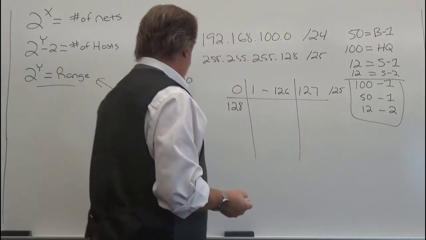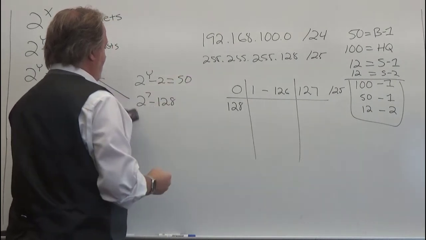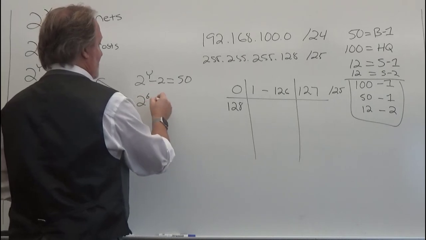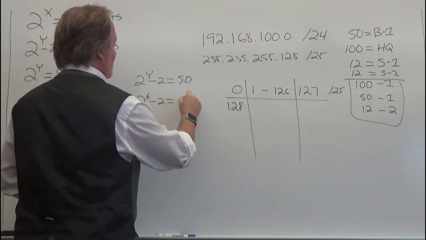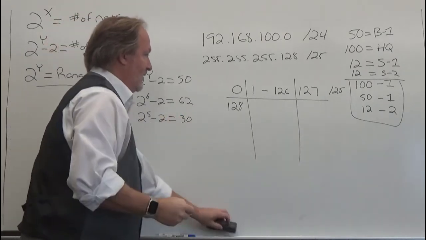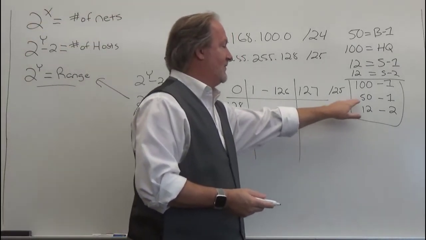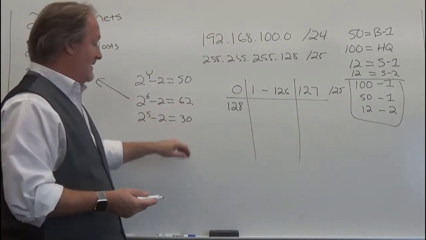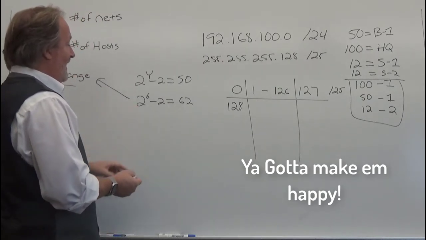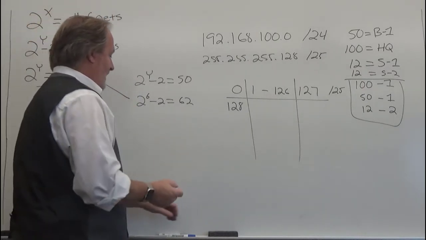So now we need to work out 50. So exact same thing. 2 to the y minus 2 equals 50. In that case, we know 2 to the 6 is going to give me 64. Minus 2 would give me 62. Or 2 to the 5 minus 2 would give me 30. So again, if I owed you 50 bucks and I gave you 30, you going to be happy? No. But if I owed you 50 bucks and I gave you 62, would you be happy? Yes. So you need to make them happy. Now, you don't want to make them too happy with a 7 there, because obviously then you're going to be wasting addresses. So we're going to do 2 to the 6, and we know that that gives us 64.